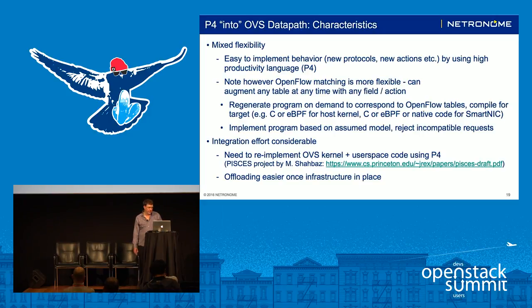So in order to solve that issue, one can regenerate the program on demand. Once you see a new pattern of behavior being introduced, you would go and recreate a P4 program to correspond to that. Alternatively, a little bit more practical is to predefine what you want in terms of the maximum flexibility you need, and then just return errors if incompatible requests are sent from the cloud management system to the compute nodes.